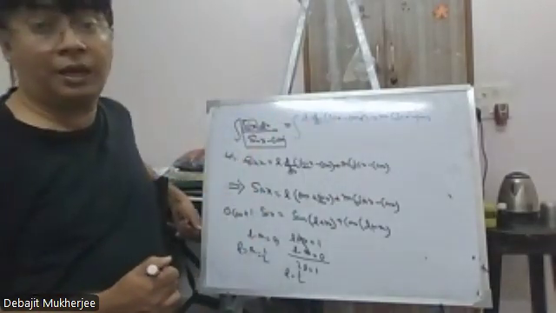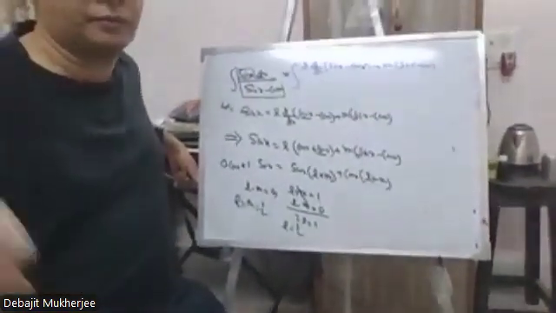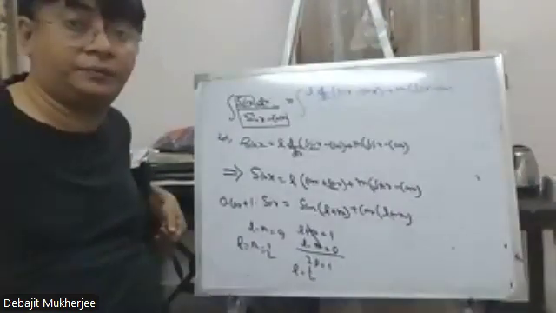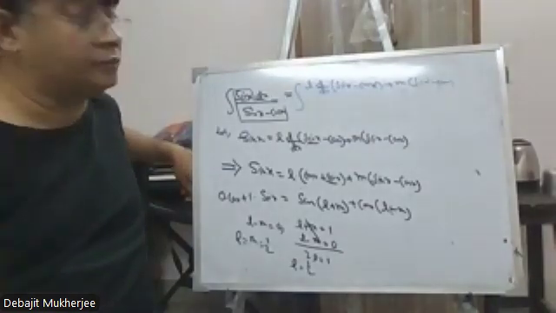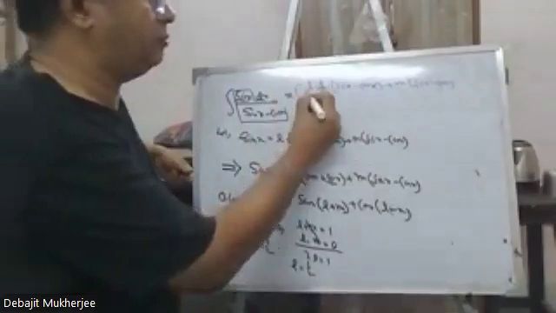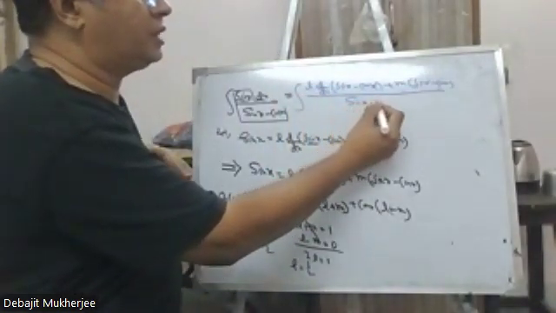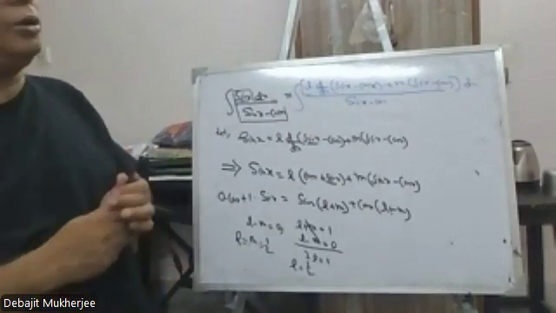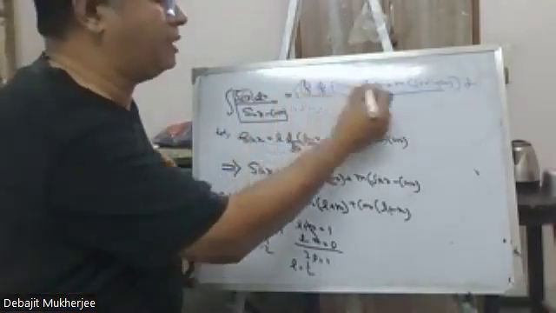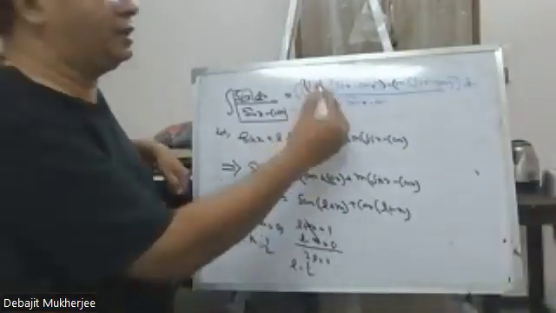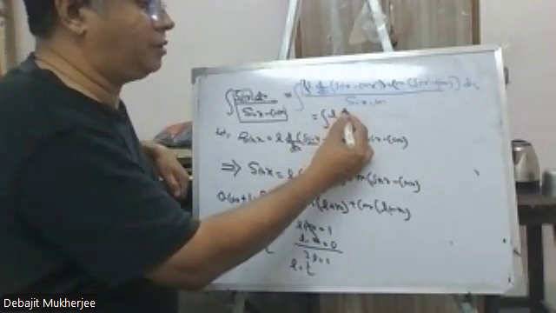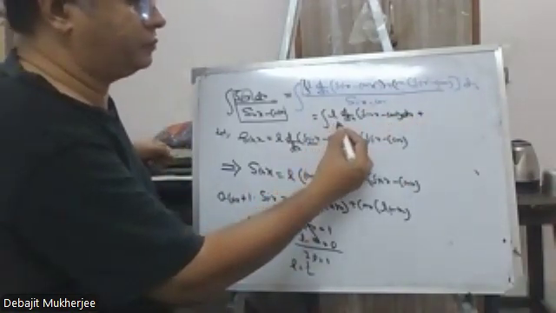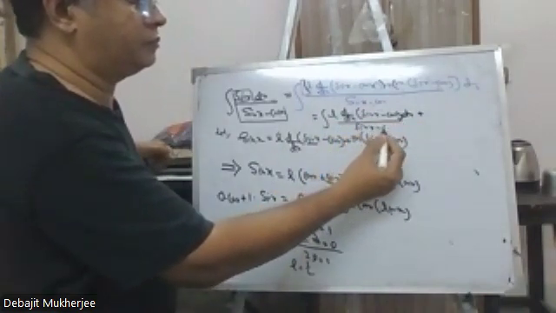What I have written, this thing, against what? Against sin x by sin x minus cos x. Now split it into two parts. How to split? In the previous explanation you got it. This part by this, then this part by this. This part into dx means integration of L d/dx of the denominator by the denominator, plus the other part.